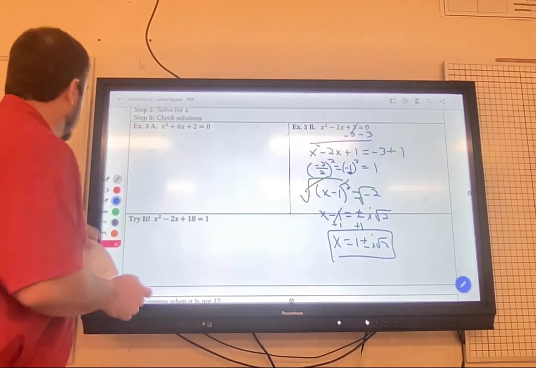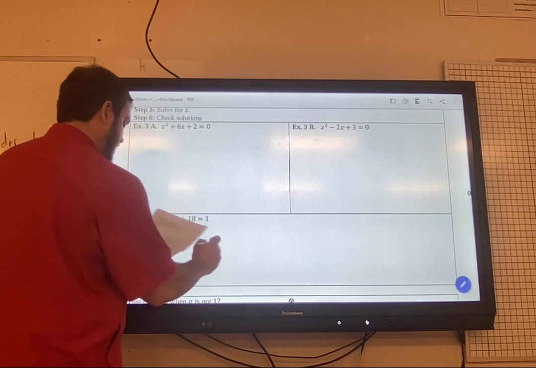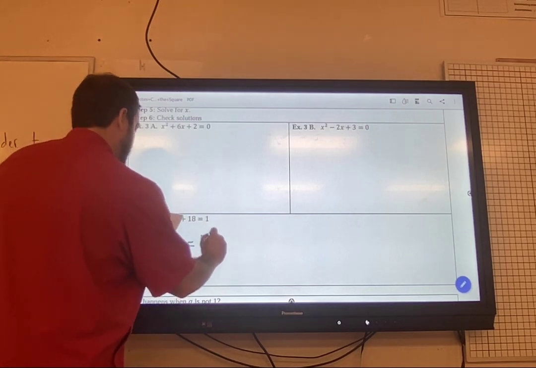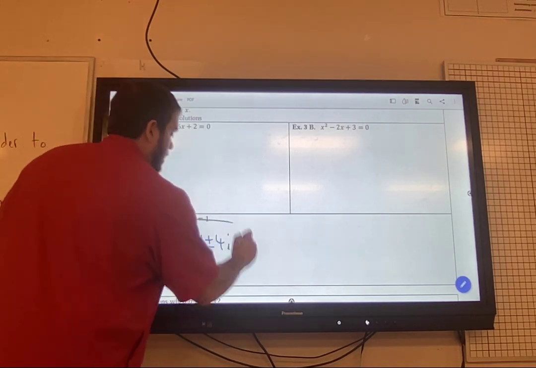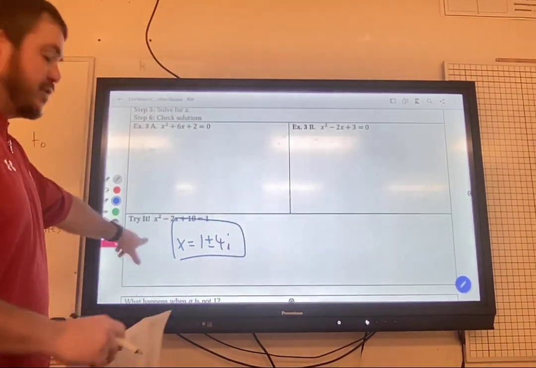All right. I'll leave this one for you to try if you just want to test yourself. That answer should be x equals 1 plus or minus 4i. Let me knock out this last example. So that's one to try for y'all.